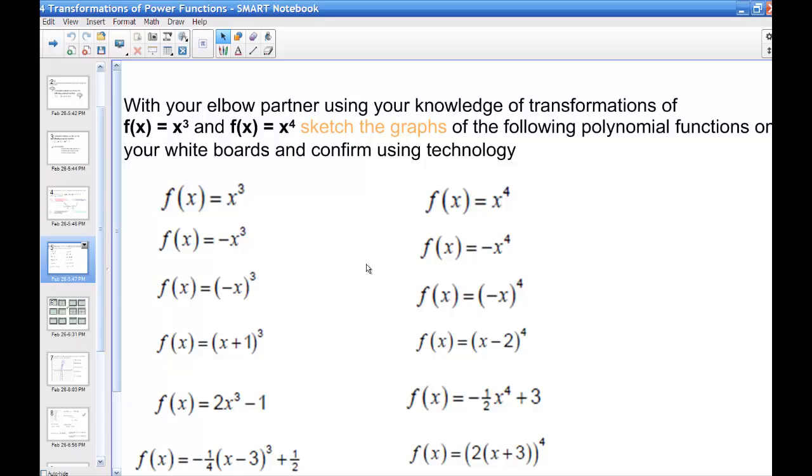Let's look at some examples. f of x equals x cubed. It's just a basic function. Cubic function that will look just like that. Not transformed. It will go from quadrant 3 to quadrant 1. It goes through the origin. I apologize for my graphing.